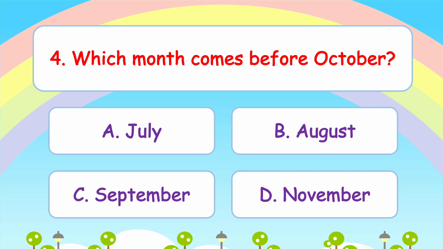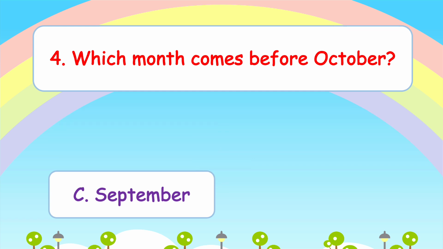Which month comes before October? And your options are July, August, September, or November. And it's September. September month comes before October.